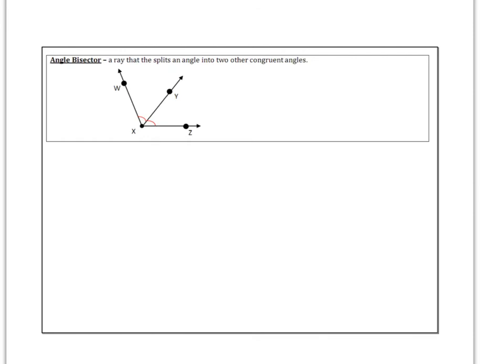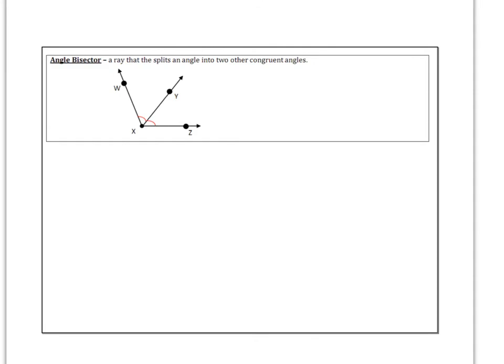I know in science class you've had to dissect things, which means you take it all apart into many different parts. But in math, sometimes you have to bisect things. A bicycle has 2 wheels. When you bisect something, you cut it into 2 parts. But not only 2 parts, but 2 equal parts or 2 congruent parts. So an angle bisector is a ray that splits an angle into 2 congruent angles.